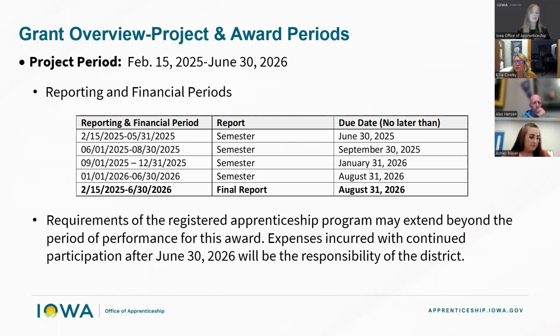But one thing that we want to make sure that we highlight is that requirements for the registered apprenticeship program may extend beyond the period of performance for this award. So expenses incurred with continued participation after June 30th will be the responsibility of the district. Again, it's those estimated program timelines, either 2 to 3 years. So just something to keep in mind.